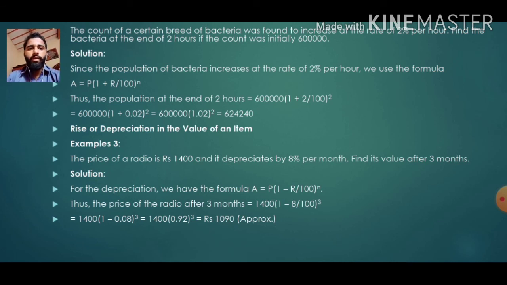Solution. For depreciation, we have the formula A is equal to P(1 - R/100) to the power N. Thus the price of the radio after 3 months is 400(1 - 8/100) cubed, which is 400(1 - 0.08) cubed, which is 400 multiplied by 0.92 cubed, equal to 311.5 rupees approximately.